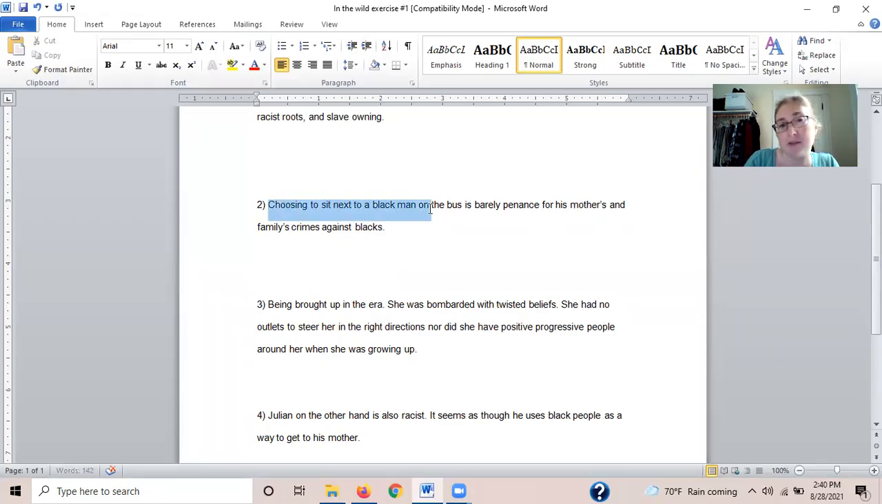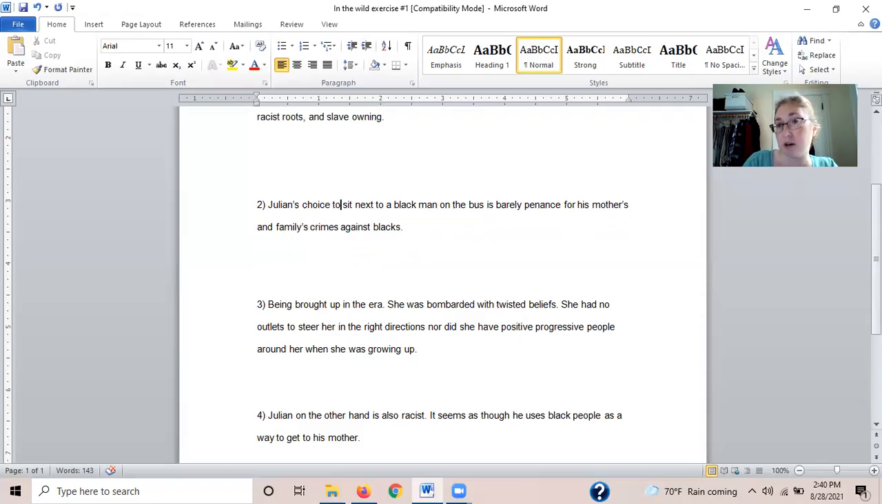Now, this is extremely passive construction. I prefer active construction. Choosing to sit next to a black man on the bus. Who is choosing? Julian. I would rather you start with something active. Julian's choice to sit next to the black man on the bus. I'd rather always try and start with, who are you talking about? What's going on? Be active in your construction. Julian's choice to sit next to a black man on the bus is barely penance.